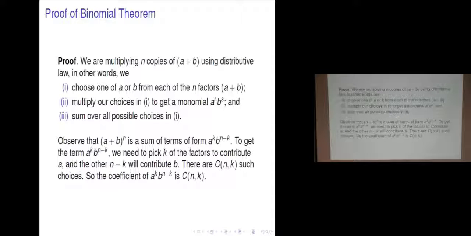So to get this term, a to the k, b to the n minus k, you have to pick k of the brackets to contribute a. Among the n copies of factors, you need k copies of a. So you have to choose k brackets, and those contribute a. The remaining n minus k contribute b. Therefore there are n choose k ways to get this, so the coefficient of a to the k, b to the n minus k is C(n,k).